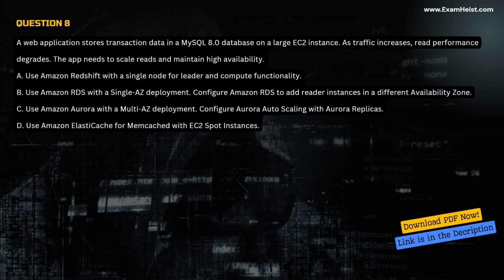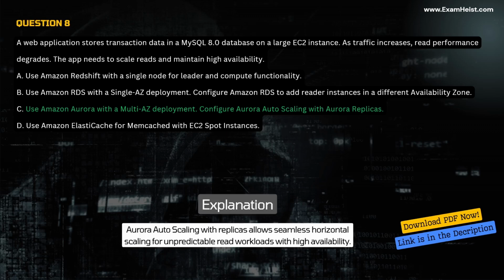C. Use Amazon Aurora with a multi-AZ deployment. Configure Aurora auto scaling with Aurora replicas. D. Use Amazon ElastiCache for Memcached with EC2 Spot Instances. Correct answer, C. Use Amazon Aurora with a multi-AZ deployment. Configure Aurora auto scaling with Aurora replicas. Explanation: Aurora auto scaling with replicas allows seamless horizontal scaling for unpredictable read workloads with high availability.